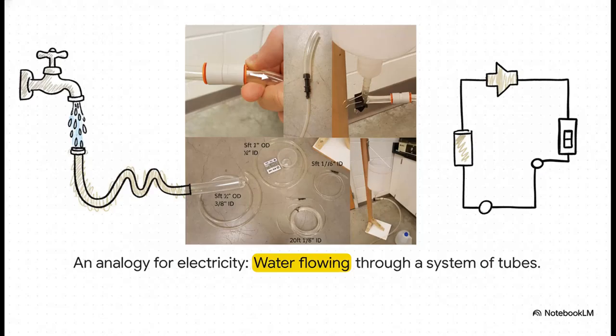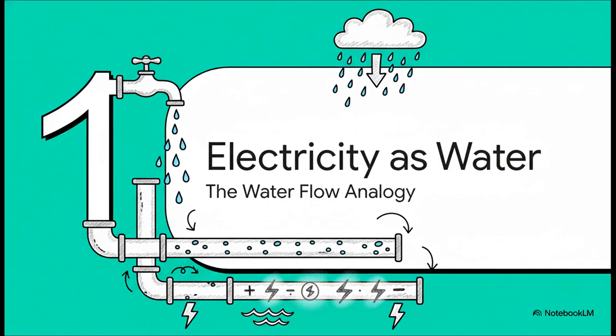I want you to picture this. Electricity moving through a wire is a lot like water flowing through a hose. Seriously, this one simple analogy is really the key to unlocking one of the most important concepts in all of electronics. Okay, so let's start there. We're going to build out this mental model, drawing a really clear comparison between the flow of water and the invisible flow of electric charge.